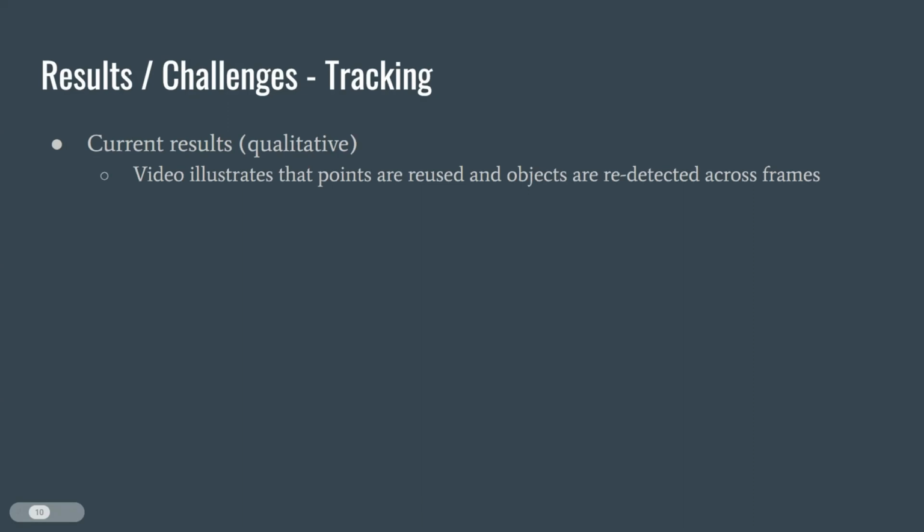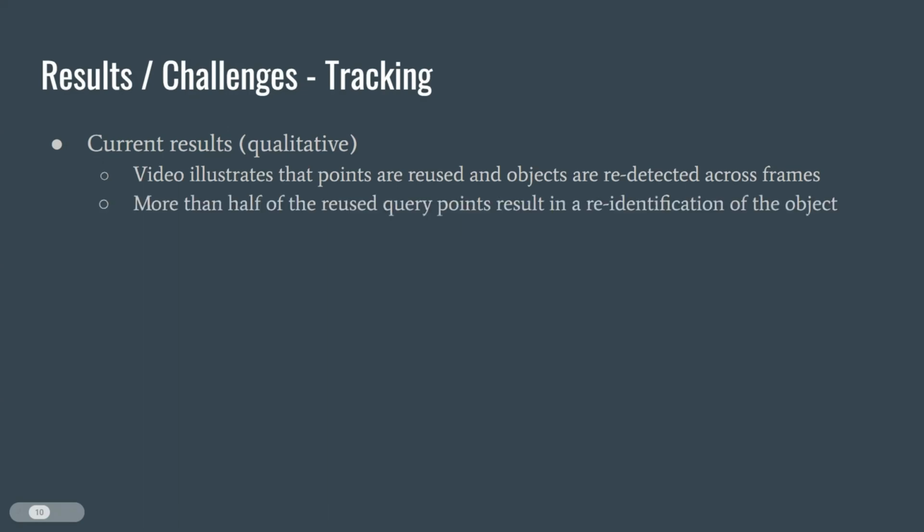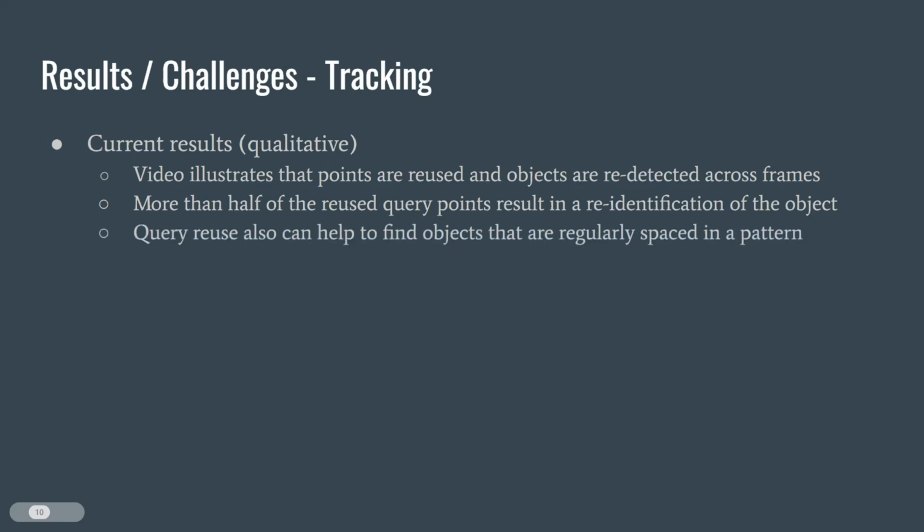So as far as the results and the challenges on the tracking, like I said, our current results are only qualitative, and I'm going to go into that in a second. But the video clearly illustrates that points are being reused and objects are being redetected across the frame, as we just showed. And something that we were able to measure is that more than half of the reused query points do result in a re-identification of the object. So that's not just detecting a new object, it's actually effectively tracking the same object across frames.